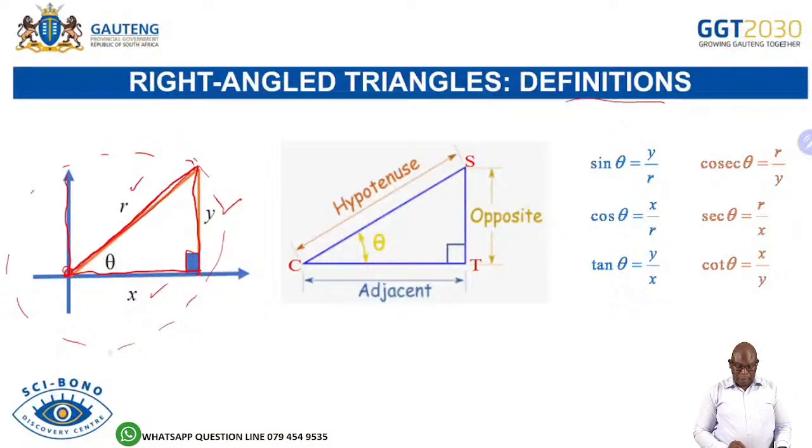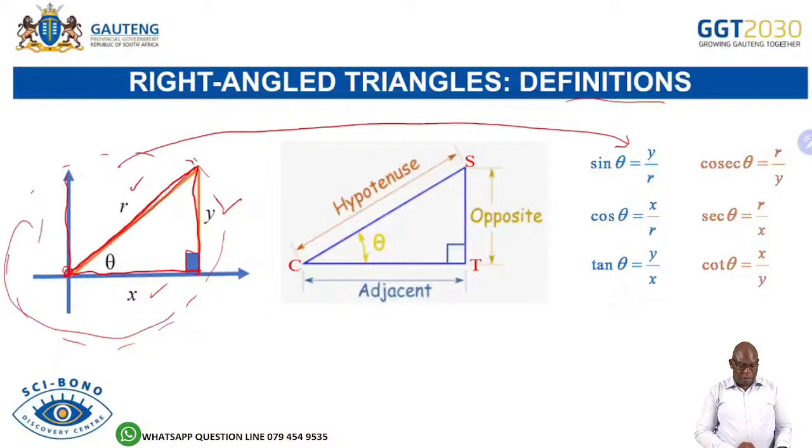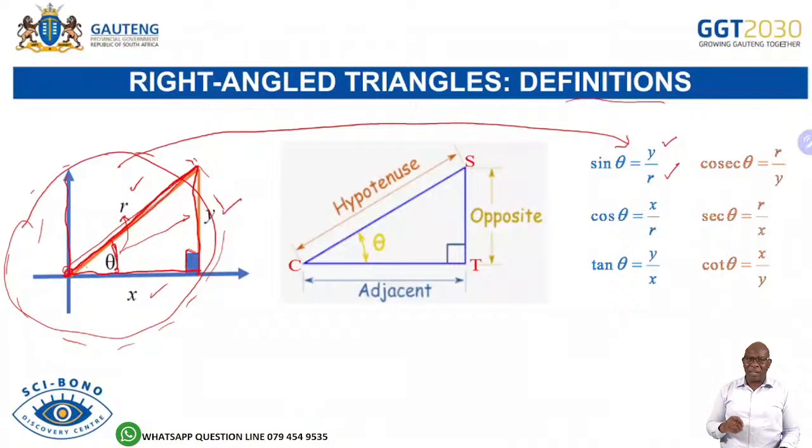So you'll realize that these definitions that are there are the results from this sketch here. So if I look at this sketch, the sine of theta is the opposite side over the hypotenuse. So my opposite side is the y value, my hypotenuse is the r. So remember, r is the line that is opposite 90 degrees. So once you know these basics, the trigonometry becomes quite easy.